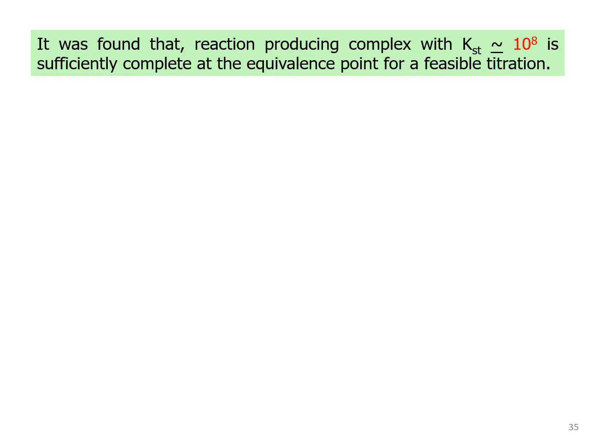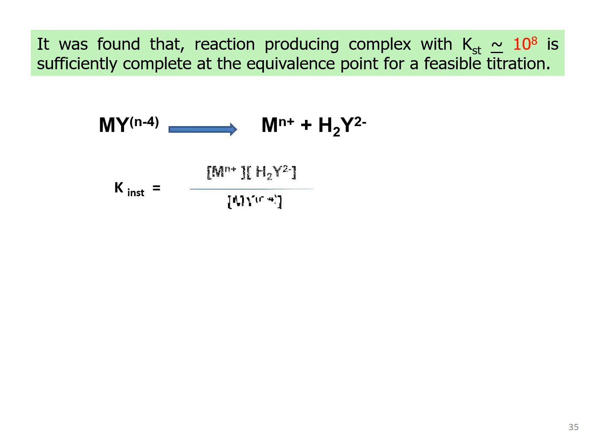It was found that a reaction producing a complex with K stability equal to or more than 10 to the power 8 is sufficiently complete at the equivalence point, which is the end point, for a feasible titration. K instability is the opposite of K stability, 1 over K stability, just for your information.